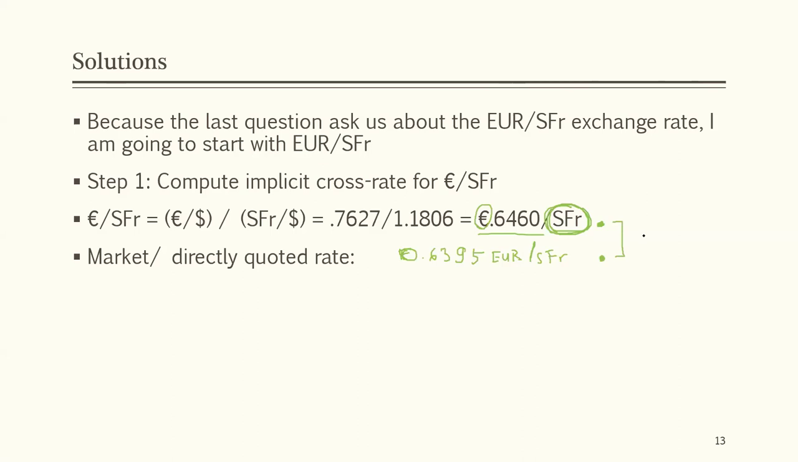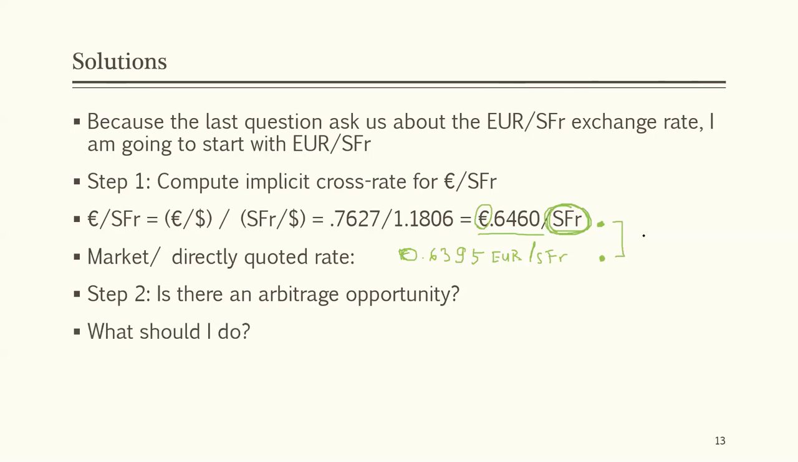So in this case, as a trader, I observe that the price of the franc by UBS is 0.6395. The price of the franc from the first two banks in the euro is actually 0.6460, right? So there's a discrepancy here, okay? If there is any discrepancy, that means there is mispricing, right? So either the first two banks or the third bank is mispricing the franc. So in this case, what do I want to do? I want to make profits from this mispricing.